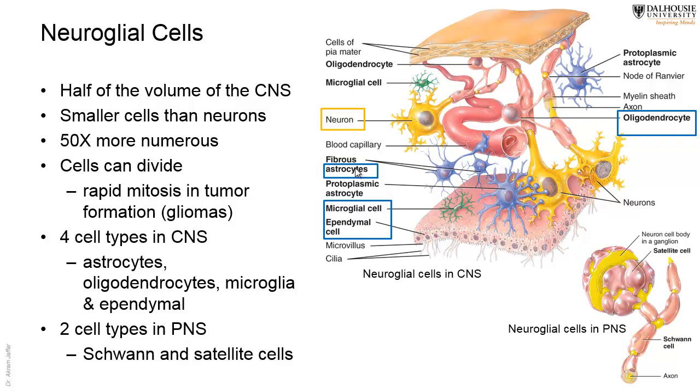There are many types of these cells, as I mentioned, because they are not only a glue, so they have different functions. There are 4 types in the central nervous system and 2 types in the peripheral nervous system. In the central nervous system, we have the astrocytes, oligodendrocytes, microglia, and ependymal cells. In the peripheral nervous system, we have Schwann cells and the satellite cells. We are going to study these cells separately now.